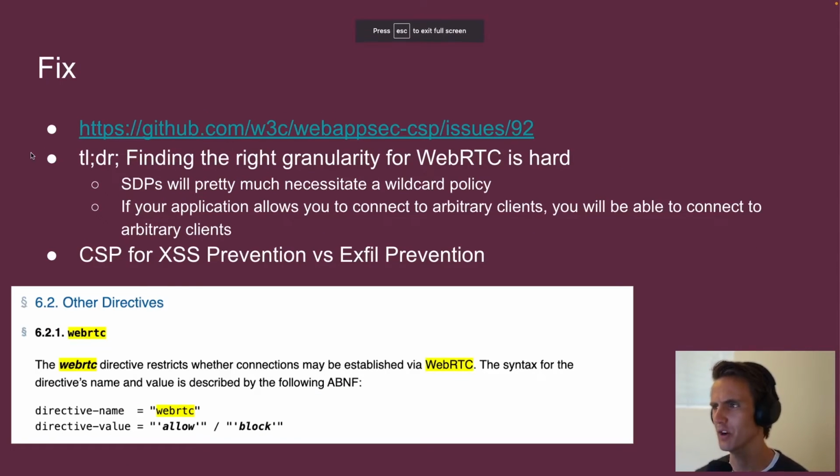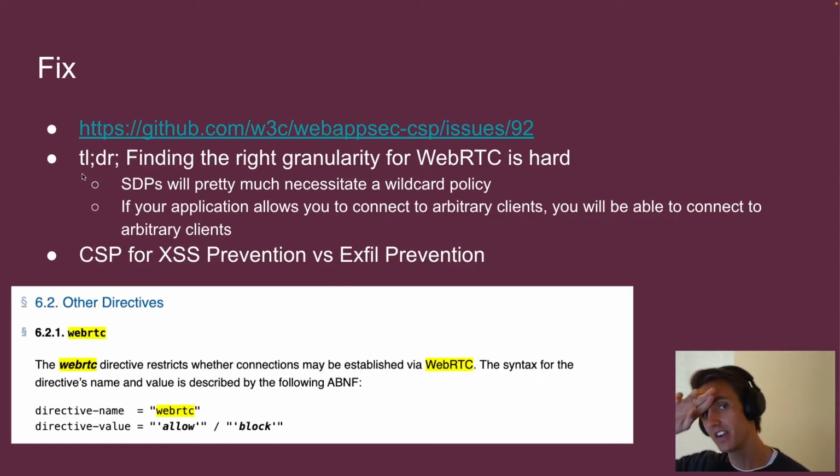So why has it been open for 4 years? My understanding from working with CSP a lot and also reading through this issue list is that there are two things. One, it's a little bit difficult to find the right granularity for WebRTC. There's a bit of back and forth on should it be part of connect-src? Is it something we care about? Should you be able to specify individual hosts? And I do like what they ended up resolving on. They're very smart people, way smarter than me, but it definitely makes sense to me anyways.